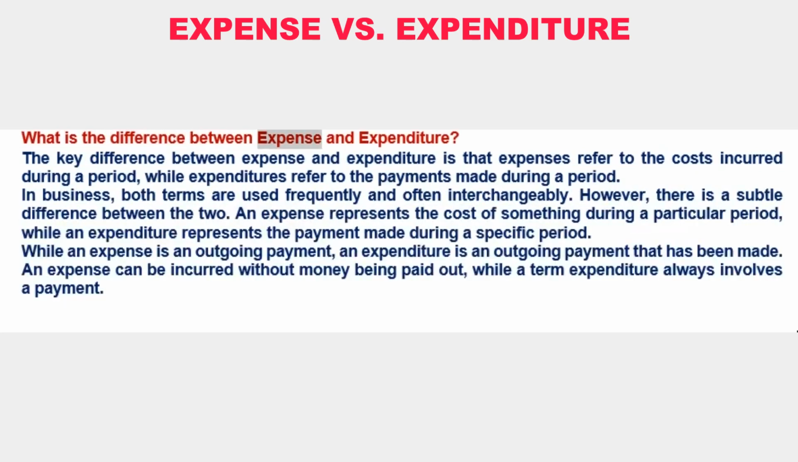What is the difference between expense and expenditure? The key difference between expense and expenditure is that expenses refer to the costs incurred during a period, while expenditures refer to the payments made during a period. In business, both terms are used frequently and often interchangeably. However, there is a subtle difference between the two. An expense represents the cost of something during a particular period, while an expenditure represents the payment made during a specific period. While an expense is an outgoing payment, an expenditure is an outgoing payment that has been made. An expense can be incurred without money being paid out, while the term expenditure always involves a payment.